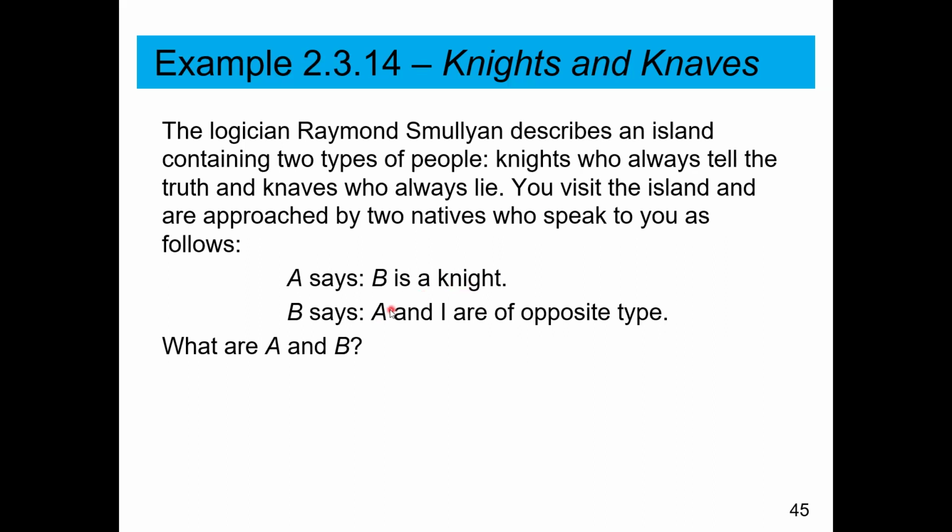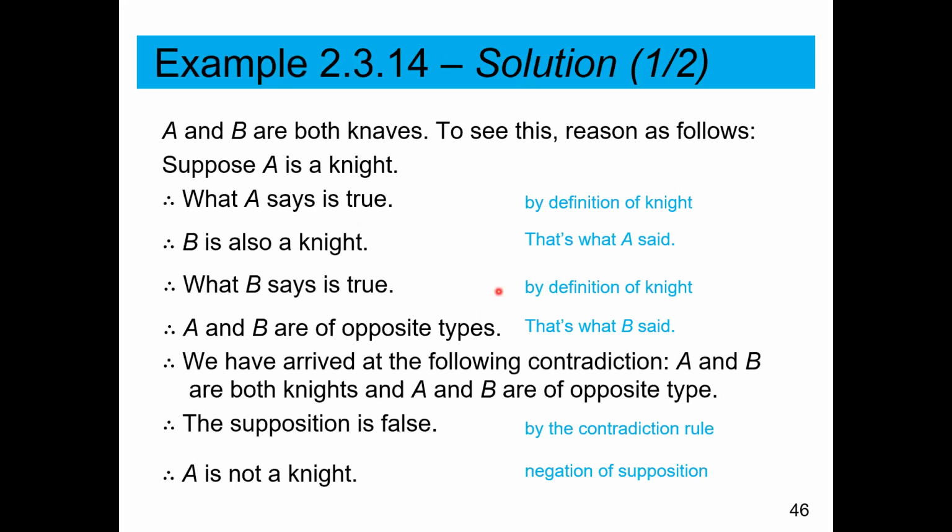All right, so if A is telling the truth, now if B is lying, that means they're the same type. So if A says that B is a knight, well, then they're both knights. Again, we have a contradiction. So the only way this is possible is if they're both knaves.